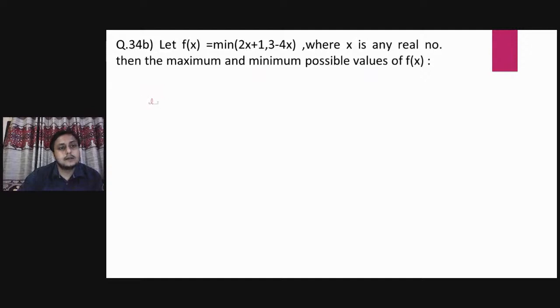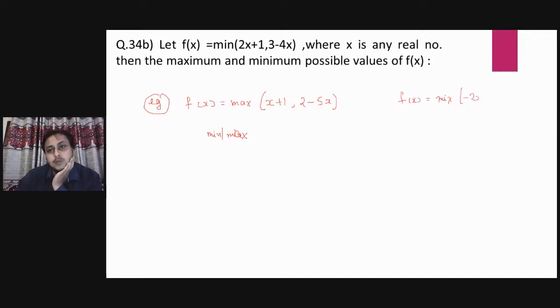So guys, if the question is like fx equals to maximum of, let's say, x plus 1 comma 2 minus 5x, right? So find the minimum and maximum value. And if fx equals to minimum of minus 2x plus 1 comma x, y equals to x, this is also a straight line passing through origin, right? So in this case also find maximum and minimum value. So guys, this one is easy.